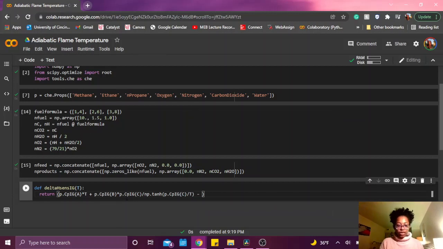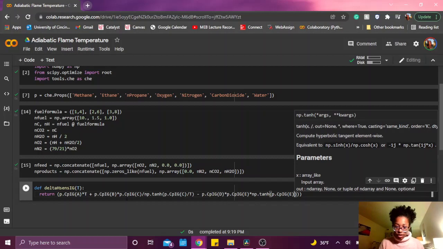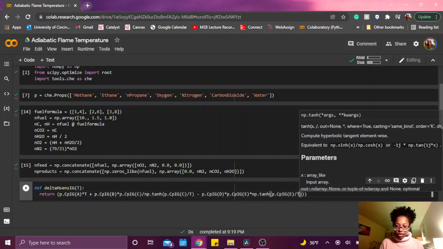And then this is minus heat capacity times D, also times E, and then also times the hyperbolic tangent of that, same thing for E divided by T.